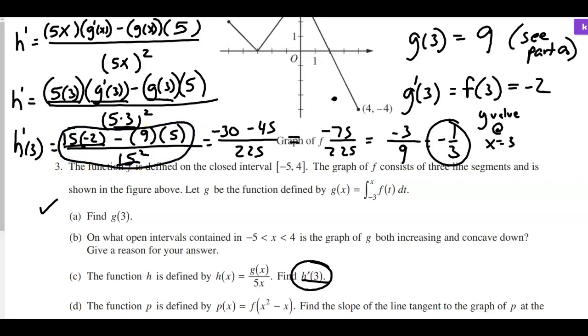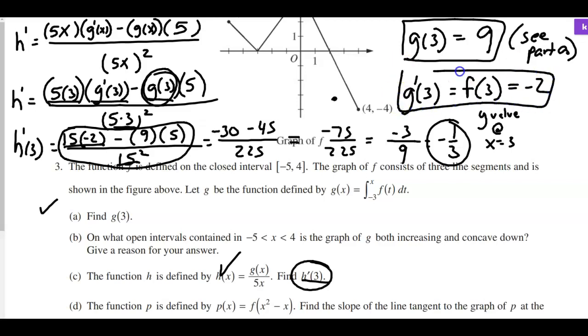So let's review. What are the big ideas here? First of all, I did the quotient rule. Second of all, for the regular g, you have to do the area thing, which we did in part A, but we didn't have to do it because we already did it. To find your g prime, you're going to find that g prime is the same as f, so g prime of 3 is f of 3, which is the y value at x equals 3, which we see as -2. And then just plugging everything in and solving will give us our final answer.